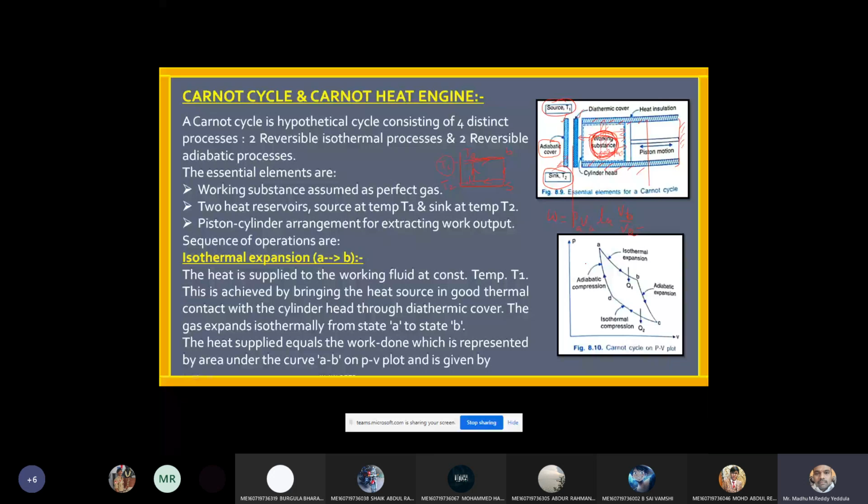So adiabatic expansion, during this process, the adiabatic cover is in contact with the cylinder. Now what we need to do in order for this adiabatic expansion process to occur: remove the diathermic wall from the cylinder head and keep the adiabatic cover in contact with the cylinder head. If I keep the adiabatic cover in contact with the cylinder head, it will be perfectly insulated. So whatever heat is available inside this one, right? Now this expansion will continue further at the expense of its internal energy, right?